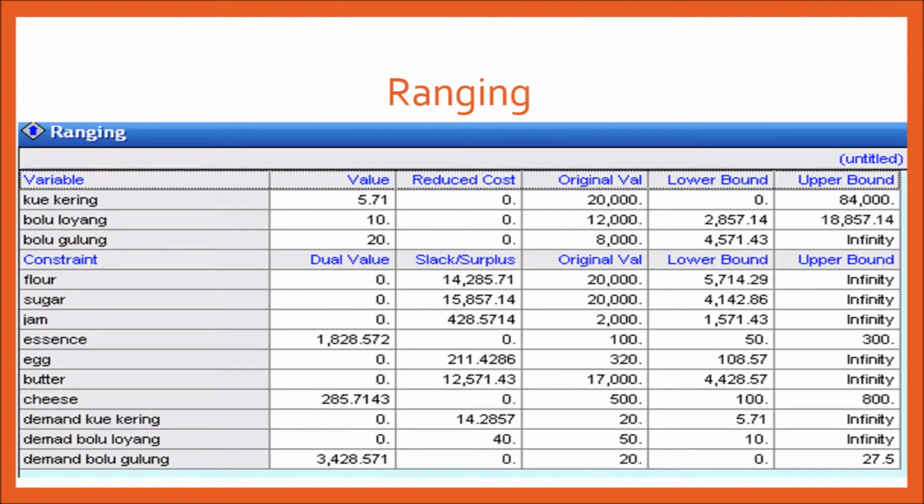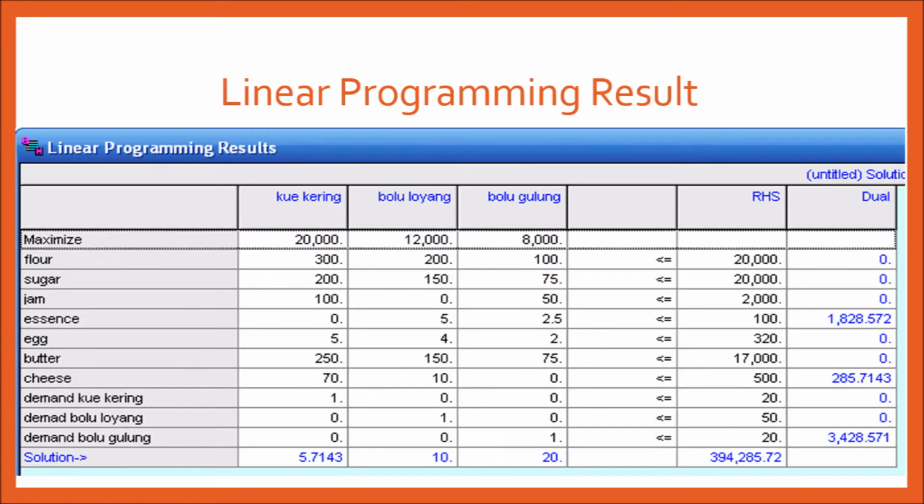Which variables have zero value in slack/surplus is shown in the ranging table. Based on that table we can see that the ones with zero value in slack/surplus are cheese and essence. To calculate the sensitivity analysis we need that variable. Zero value means that the resource is rare.